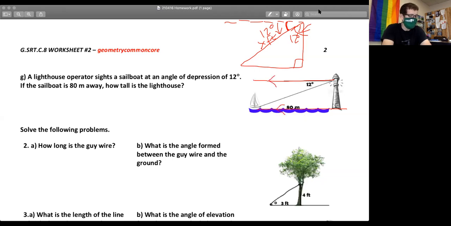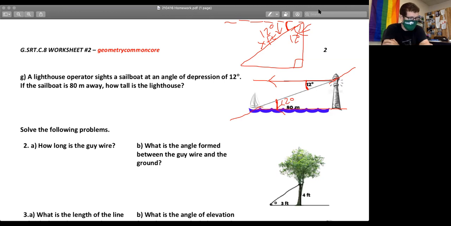And that means if this is parallel and this line of sight is like a transversal cutting through it, here's your 12 degrees. What's that angle going to be? 12. An angle of elevation is going to be the same as an angle of depression. What did I just say? An angle of elevation and depression will be the same for two observers. Okay. So if it's 12 there, it's going to be 12 here. And that's how we would approach this problem.